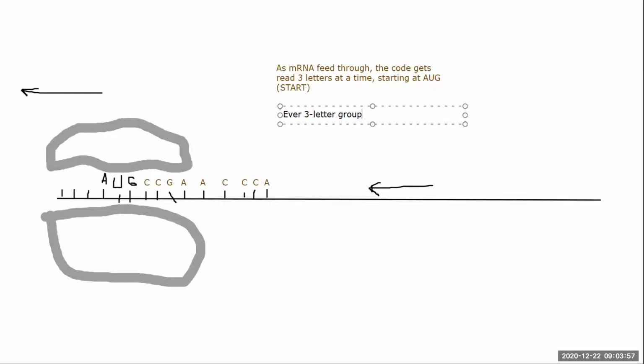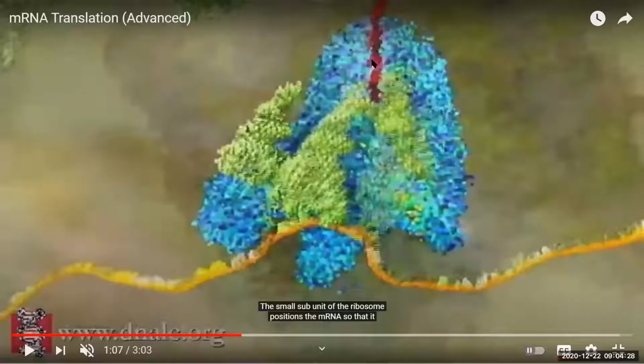Every 3-letter group is called a codon. Every 3-letter group stands for 1 amino acid. Hopefully you're still paying attention. If you don't remember, amino acids are what proteins are made of. Let me just remind you of that. That's what's coming out of here: a protein made of amino acids.